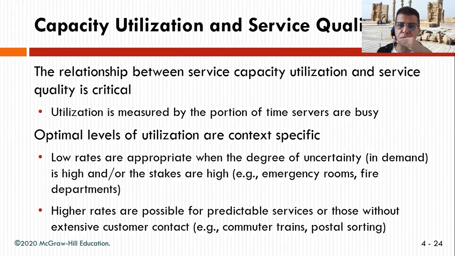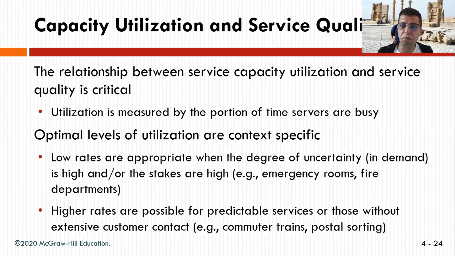So you need to work below capacity, so that if some emergency happens, a fire or somebody coming to the hospital who is about to die, there should be a doctor to provide care. So you don't work at full capacity for the employees. Depending on the industry, you will find each industry works at a certain capacity. Higher rates are possible for predictable services or those without extensive customer contact, like community training or postal sorting.